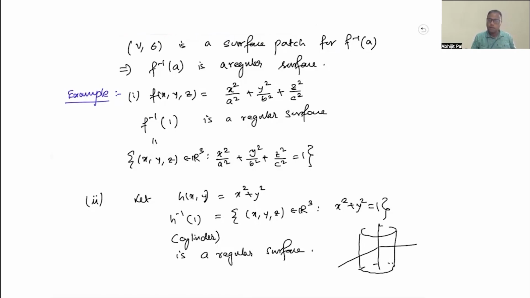So from here you can get many regular surfaces. Suppose you have a differentiable map from R3 to R. You find a regular value of that function and take the inverse image, and you'll get a regular surface. Okay, so I'll stop here. We'll continue in the next class.